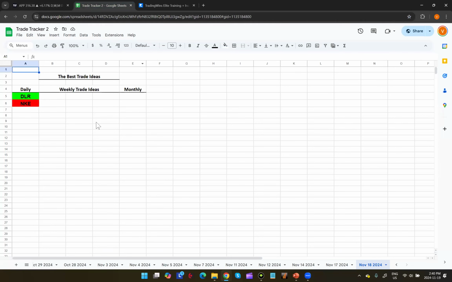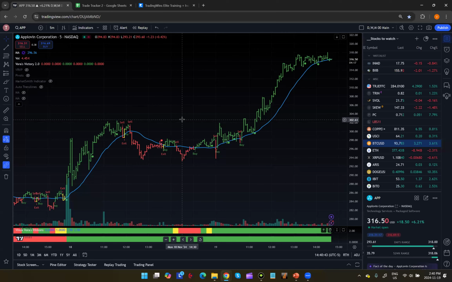And we do so with a simple spreadsheet like this. If you look at the bottom, there's all the different dates, right? So the most recent, during last night's email or video that I sent out, these were the two that I highlighted: DLR to the long side, NKE to the short side.